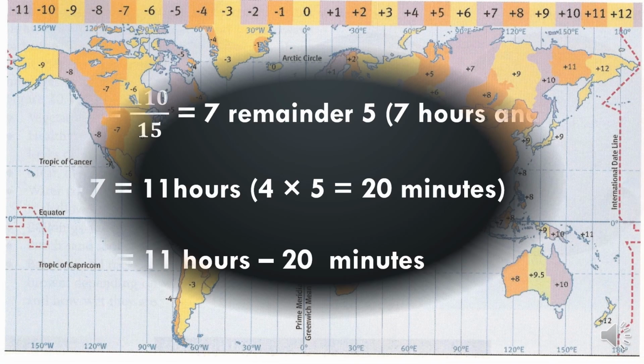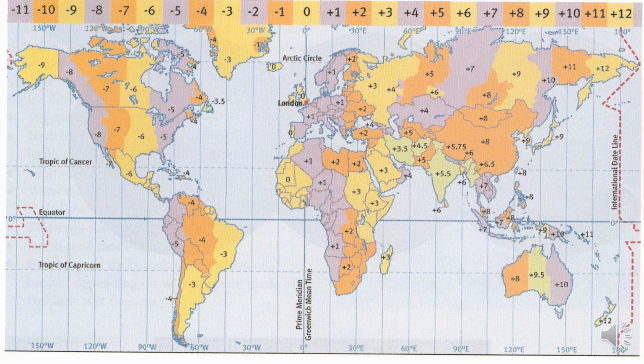So let us justify this. Here we have 35 degrees west and 145 degrees west. Since 145 degrees west is west of 35 degrees west, it means that we are losing time as we move towards 145 degrees west. If we're losing time, it means that we need to subtract.